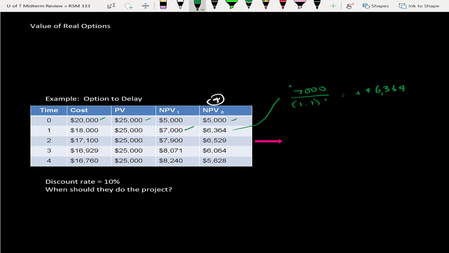And if it keeps going down, in year 2 it goes to 17,100, and we run the same scenario again. You can see the NPV now is 7,900, and in today's dollar values it becomes 6,529. Okay, so that would be the 7,900 divided by 1.1 to the power of 1. And it keeps going down again in the future, but it's not going down as much anymore. And the time value of money is eroding the NPV. So you can see that it goes up for the first 3 years, and then it starts to decline. So the optimal time to do this is you would do the project in year 2.